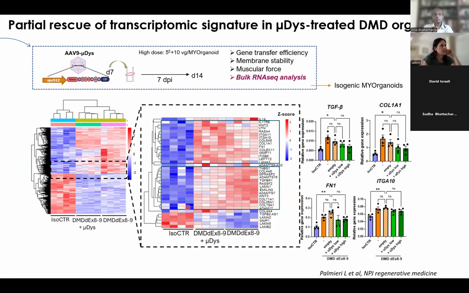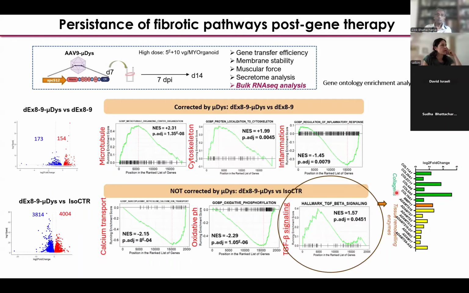In fact, here is the profibrotic signature: in the control, here on the right in the mutated cell lines, and here in the middle is the DMD with microdystrophin. You can see that most of the genes are still dysregulated, meaning that fibrosis is still persistent. And here, by the gene ontology enrichment analysis, you can also see that there are pathways that are corrected by microdystrophin, but many others that are not. For example, you can appreciate TGF-beta signaling and many extracellular matrix proteins or collagens, tissue remodeling enzymes, which are still very up despite the improvement in muscle force by dystrophin.